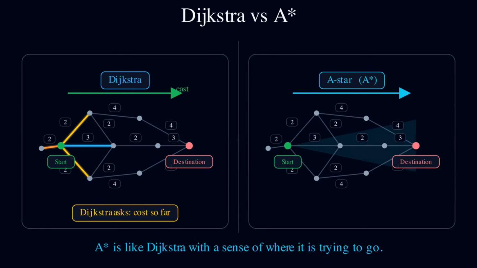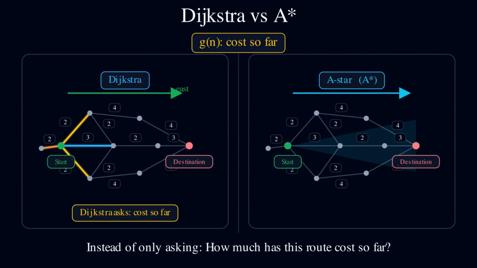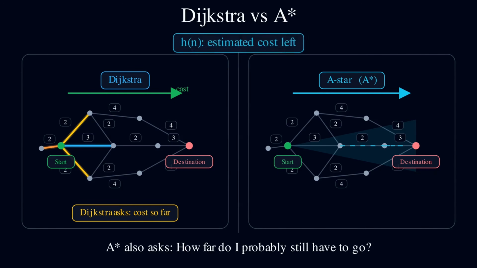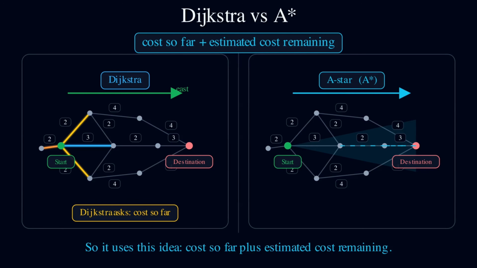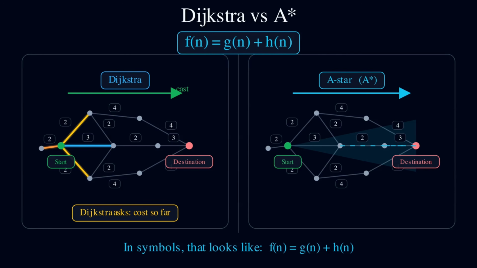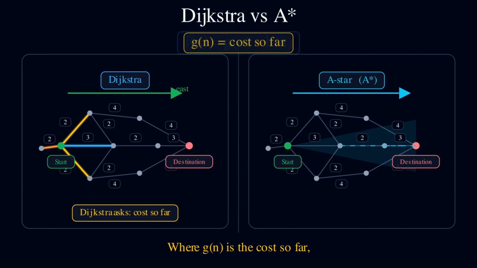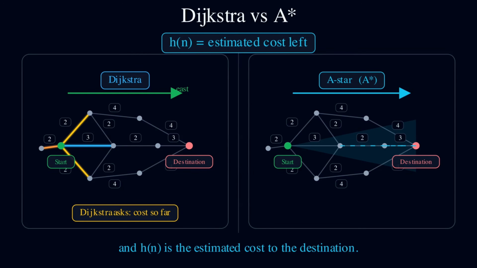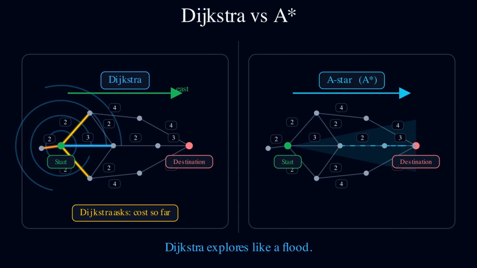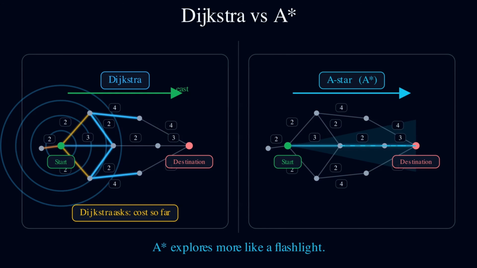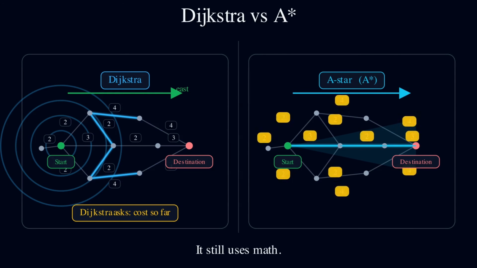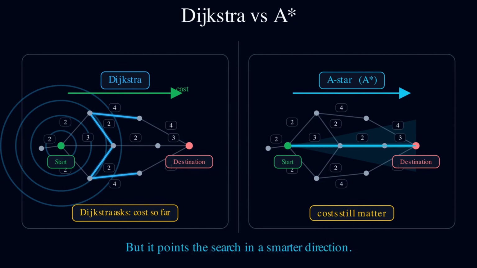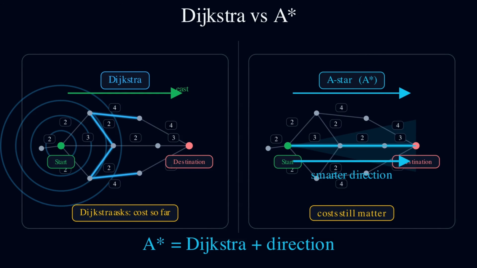A-star is like Dijkstra with a sense of where it is trying to go. Instead of asking, how much has this route cost so far, A-star also asks, how far do I probably still have to go? So it uses this idea, cost so far plus estimated cost remaining. In symbols, that looks like f(n) = g(n) + h(n), where g(n) is the cost so far and h(n) is the estimated cost. You can think of Dijkstra exploring like a flood, and A-star more like exploring like a flashlight. It still uses math, it still uses cost, but it points the search in a smarter direction. In short, A-star is a combination of Dijkstra and direction.